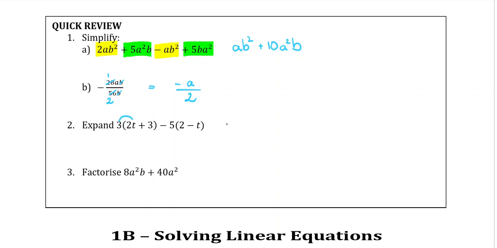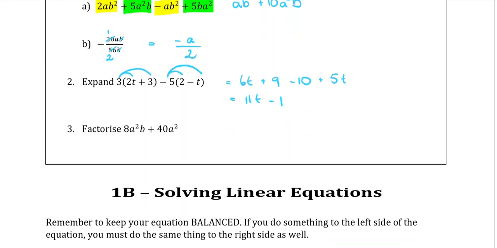3 times 2t makes 6t. 3 times 3 makes 9. Then minus 5 times 2 makes minus 10. Minus 5 times minus t is plus 5t. Collecting like terms, 6t plus 5t makes 11t. 9 minus 10 can go together to make a negative 1.